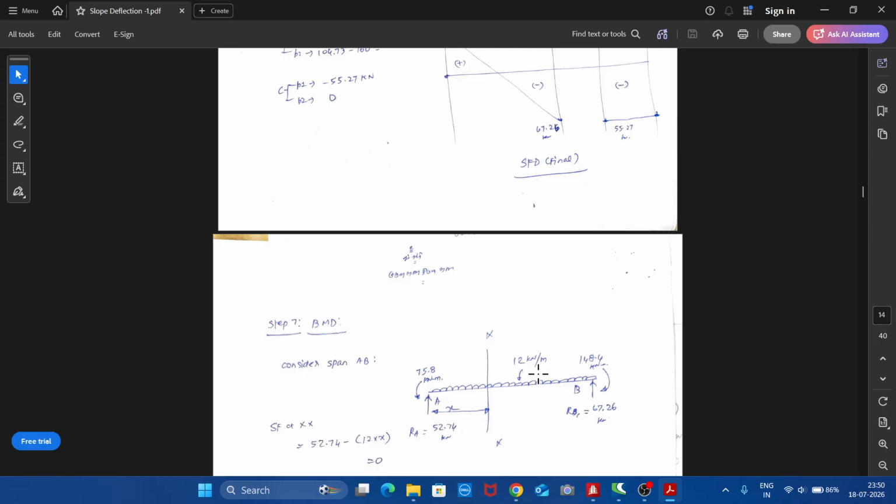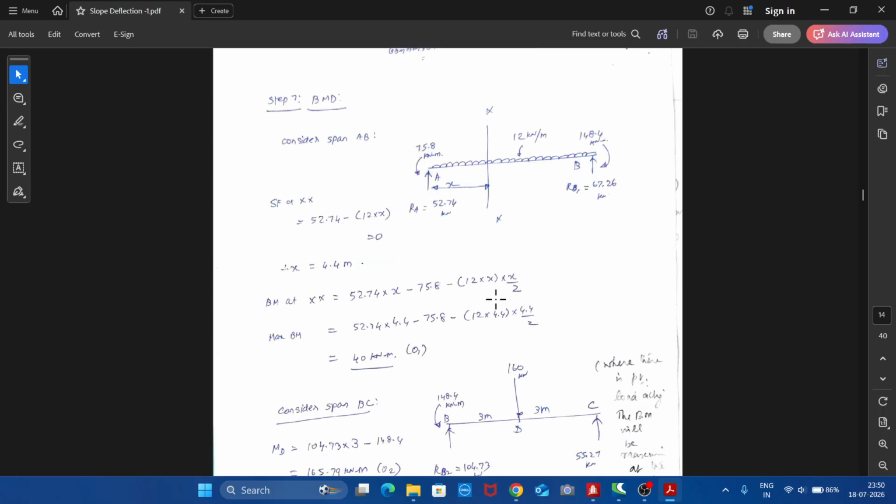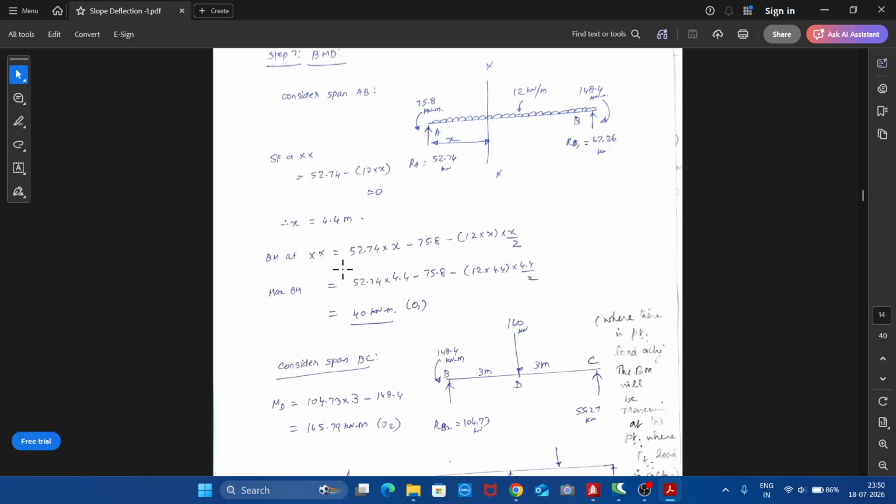Then to draw the bending moment diagram, we have the reactions RA, RB1 and so on. This will help in finding the maximum bending moment. We very well know that where shear force is 0, bending moment will be maximum. So if you consider span AB, shear force at XX will be equal to left up 52.74 minus 12 into X equal to 0. Therefore, X will be 4.4 meter. At 4.4 meter, the bending moment will be maximum, positive bending.